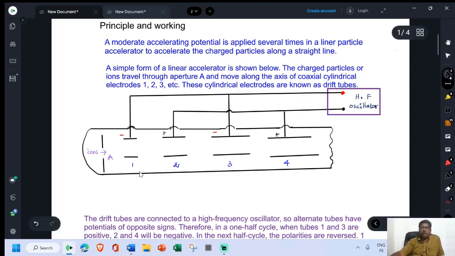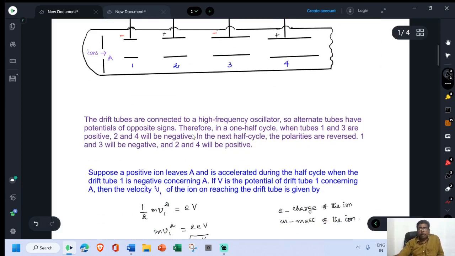And the third important point is the time taken by the ion to cross the tube 1 should equal the time taken by the ion to cross the nth tube. Even though the length of the nth tube is more than that of the first tube, the time taken by the ion to cross both the tubes should be the same.